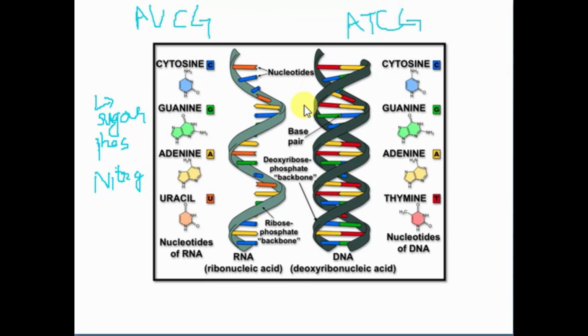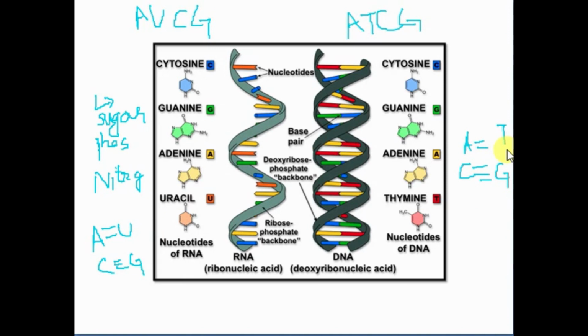And if we talk about how pairing takes place, in case of DNA, A pairs with T, and a hydrogen bond is present between them. Cytosine pairs with G, and three bonds are present between cytosine and guanine. In case of RNA, A pairs with U, that is uracil, and C pairs with G. This is the same as in DNA. So in pairing, this is the only thing that's different. Otherwise, it is the same.